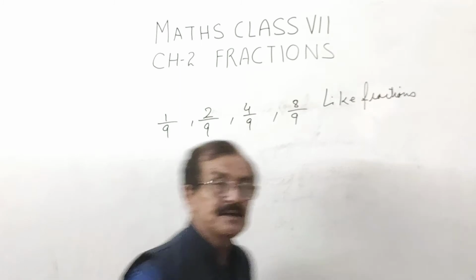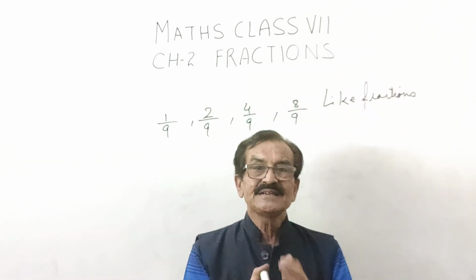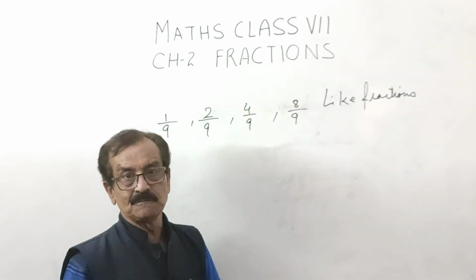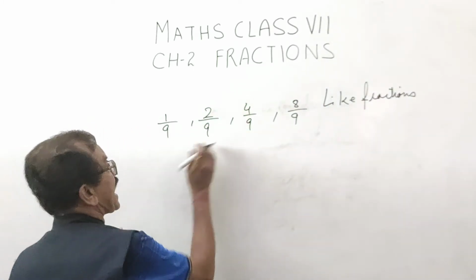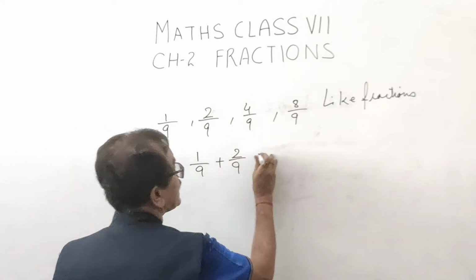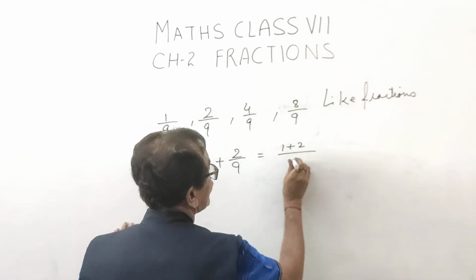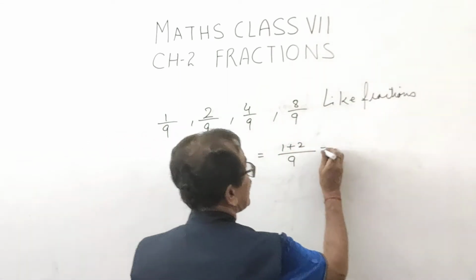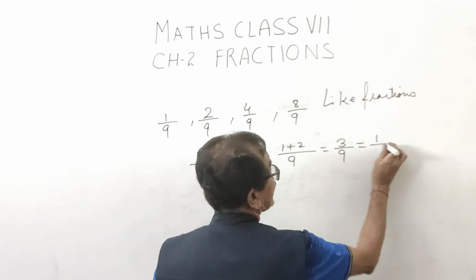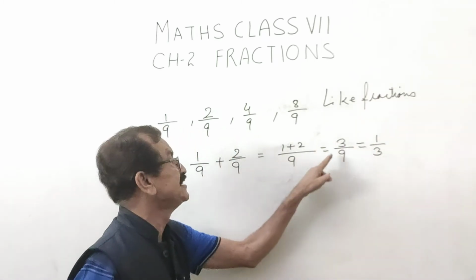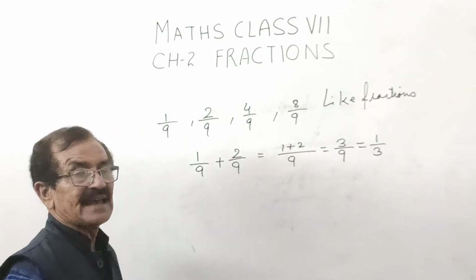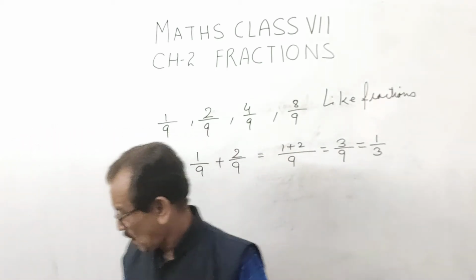Now, like fractions are very important because addition and subtraction are very simple when the fractions are like. For example, if I want to add these two fractions, I simply add the numerators upon the common denominator, and then doing the cancellation, that is dividing the numerator and denominator by 3, I get it in the lowest form. This is how we can easily add like fractions.